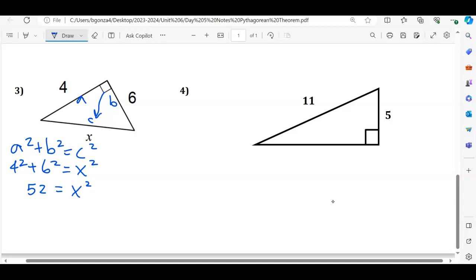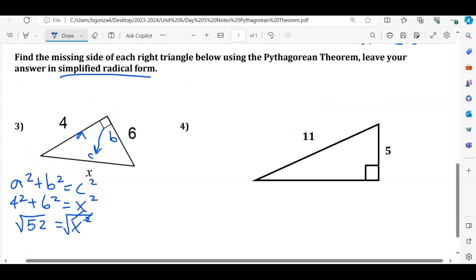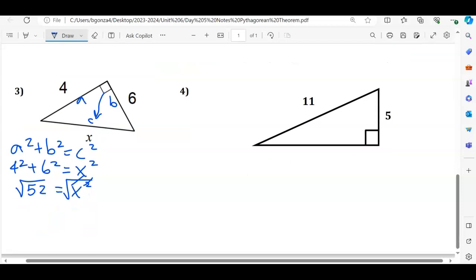Is 52 the answer, or what do I need to do? Can't have a squared. I need a square root. Now, don't put it in your calculator and write a decimal, because it says simplified radical form right here. So that means we need to do a little factor tree for square root of 52. So let's write that down, square root of 52. All right, now, I know everyone who's been here knows this. What do I do first? How do I break this down?